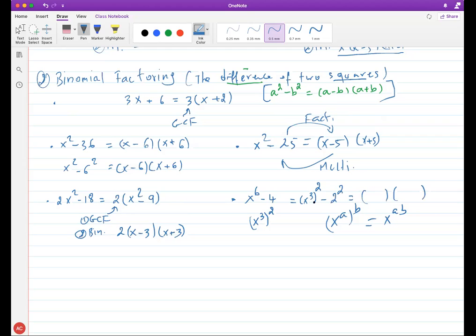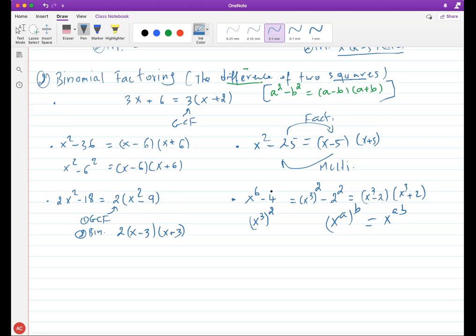Okay, so what do you get? X to the 3rd minus 2 times x to the 3rd plus 2. Once we have 2 powers here, squares, just take their bases, whatever their bases might be, write them here, and write them again with a plus. So the bases here are x to the 3rd and minus 2, so x to the 3rd minus 2, and x to the 3rd again plus 2, just like this. And if you distribute, you'll get back to that expression.